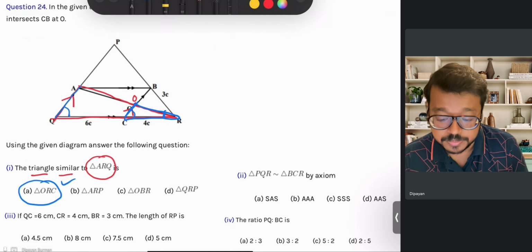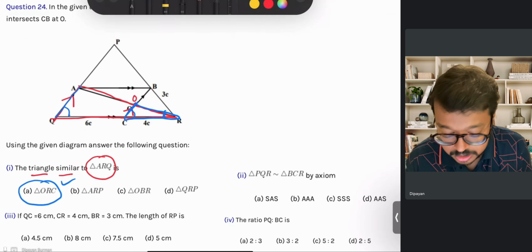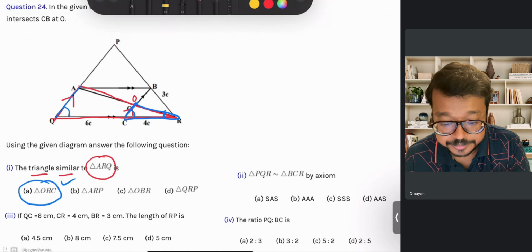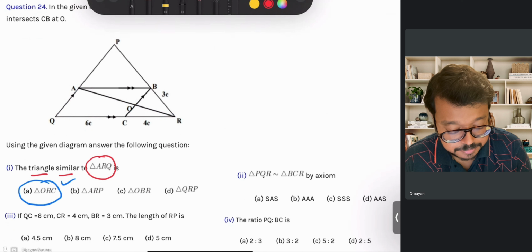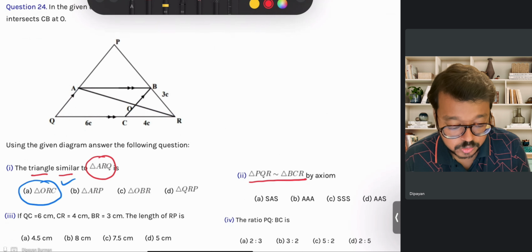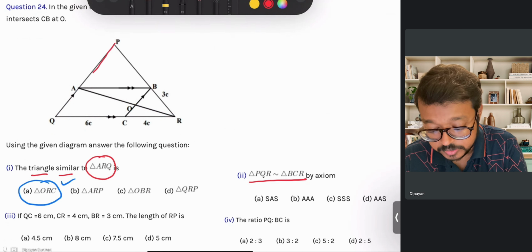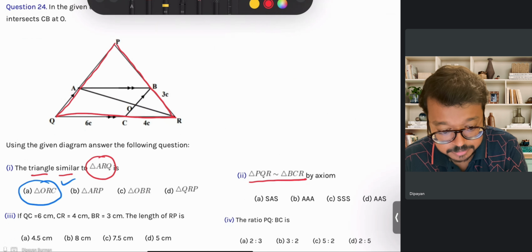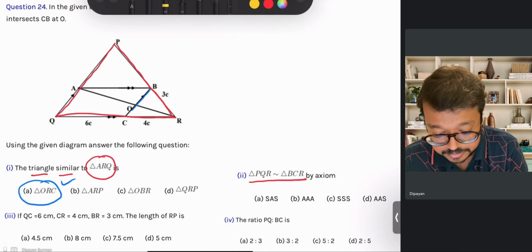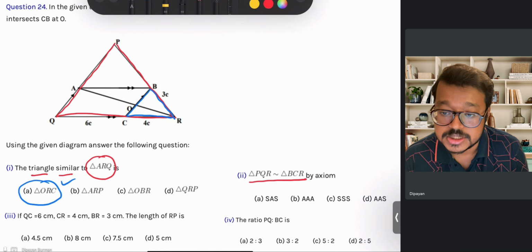If you look at the other options, there will not be enough information to say that ARQ is similar to any one of those triangles. Then the second question is asking, PQR is similar to BCR by which of the following axioms? Where is PQR? PQR is the larger triangle. So PQR is similar to BCR. These two triangles are similar by which axiom?